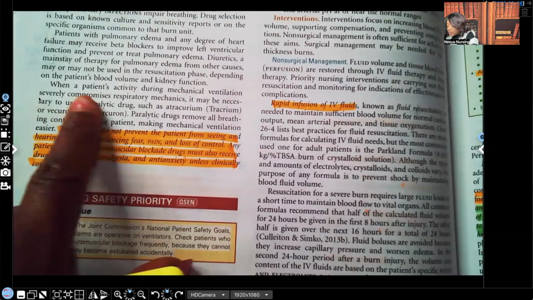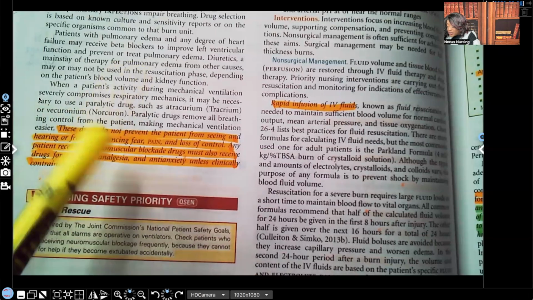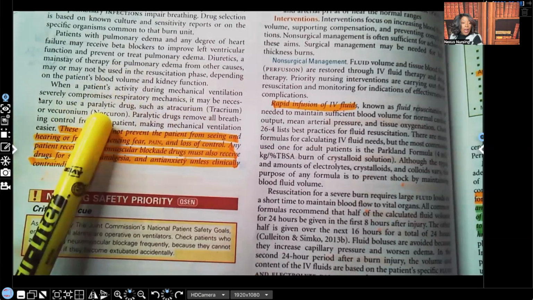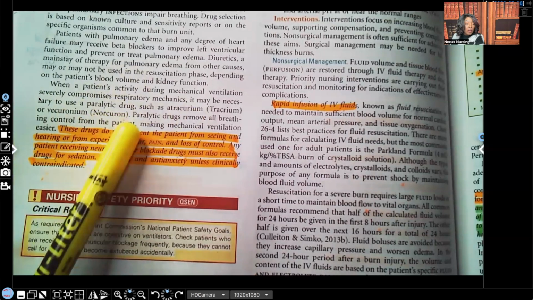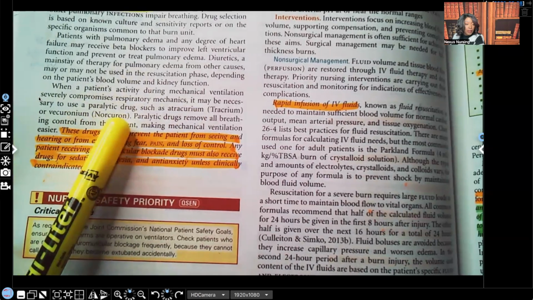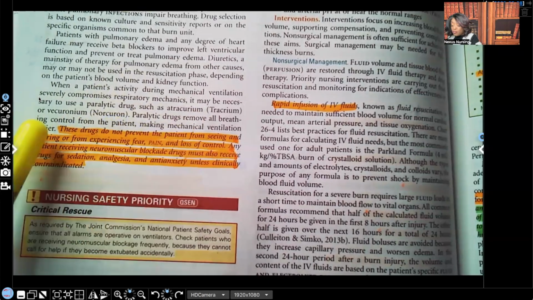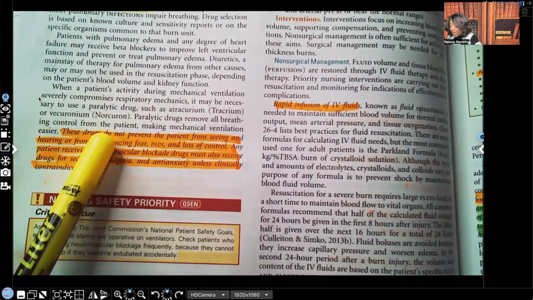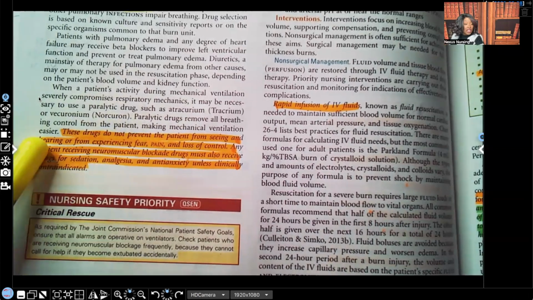All right. When the patient's activity during mechanical ventilation severely compromises respiratory mechanics, it may be necessary to use a paralytic drug, such as, I'm not going to try to pronounce these drugs, but you see them, okay? These paralytic drugs remove all breathing control from the patient so they can't try to breathe over the vent, making mechanical ventilation easier.